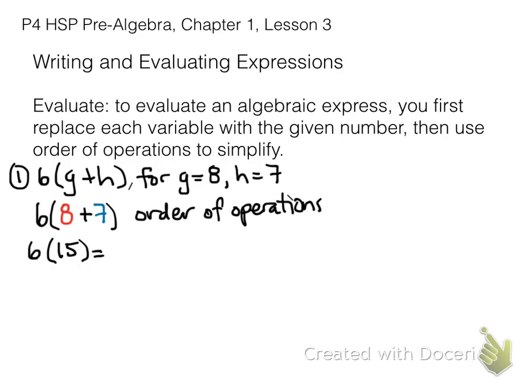So I'm going to do parentheses first, which 8 plus 7 is 15, and then multiplication. And I'm going to do addition first because it's in parentheses. So then the answer is 90.